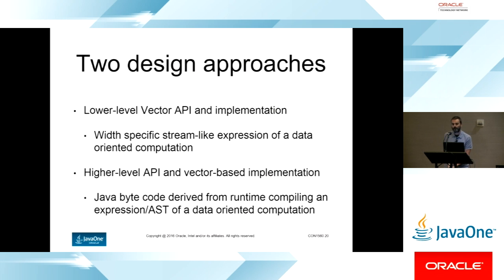So we're going to talk about two design approaches. One is a lower level vector API and its implementation that encodes specifically vector widths into the API. And one is a higher level API, which is vector-based in its implementation. And we will be deriving Java bytecode from runtime compilation of expressions of a computation instead. So one is low, and then we're upping it so we can do more things underneath the covers and use compiler techniques to optimize even further.